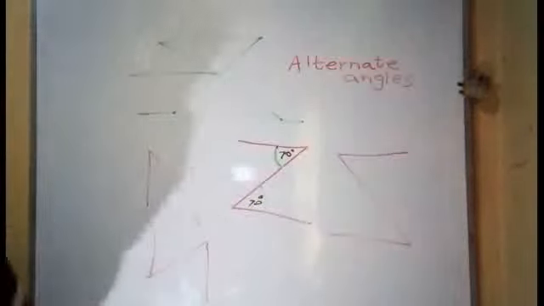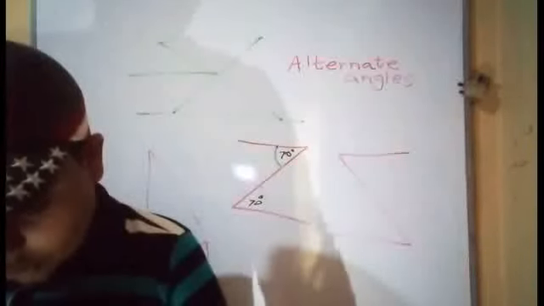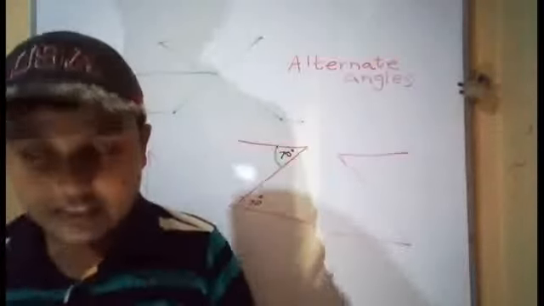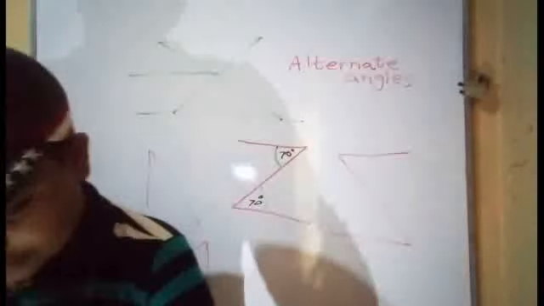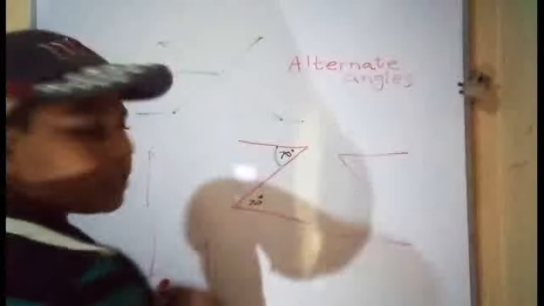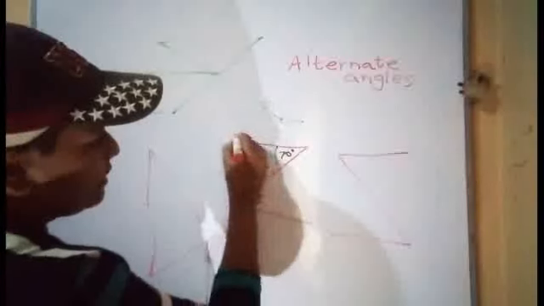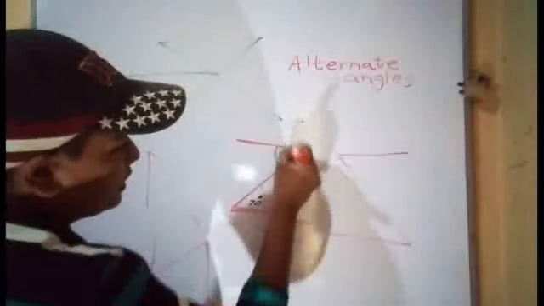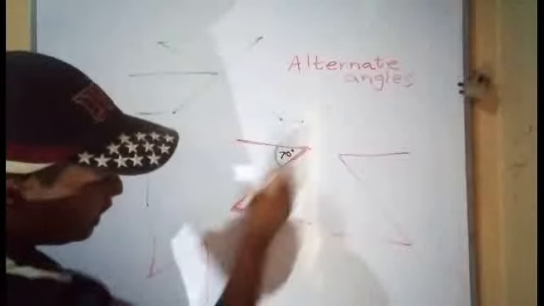Let's see again. A line intersecting two or more straight lines is known as a transversal. Next we will talk about corresponding angles. Now the alternate angles: the angles should be on opposite sides of the transversal. This is the transversal, and they are on opposite sides, this one and this one. This line is called the transversal.